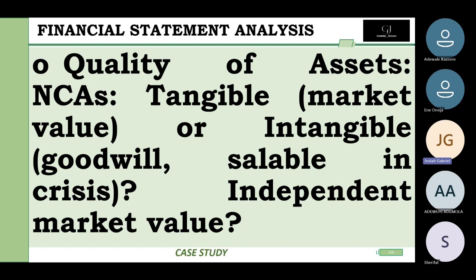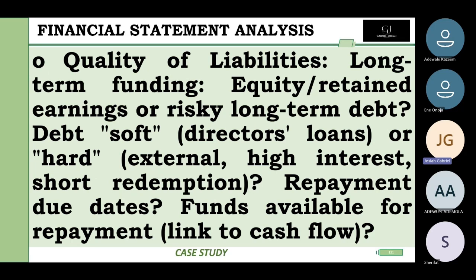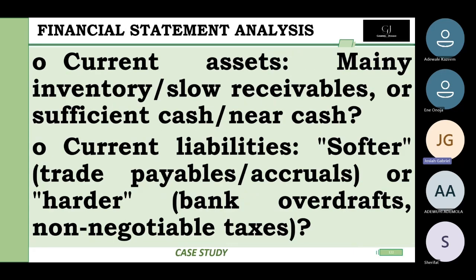What is the independent market value? These are detailed analyses you need to look at. What is the quality of liabilities, long-term funding, equity, retained earnings, or risky long-term debt? Is the debt hard or soft? Soft debt includes director loans, and hard debt includes external high-interest debentures, short redemption debt, the repayment and due dates, and the funds available for repayment, linking them to cash flow from financing activities. So these are areas you need to look at in the liabilities in your detailed analysis.